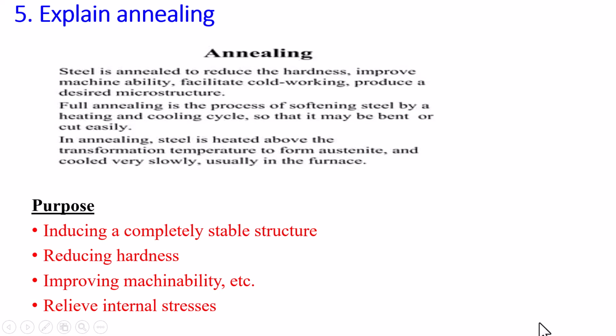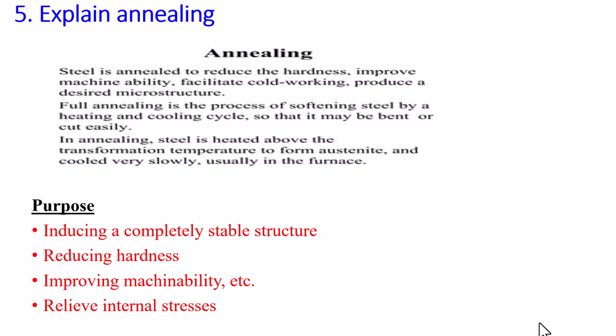Fifth question, explain annealing. Mainly, we do the annealing process in the case of steels. That is, we are softening the material to improve the machinability, or to relieve internal stresses for different applications. We do the annealing operation for these purposes.